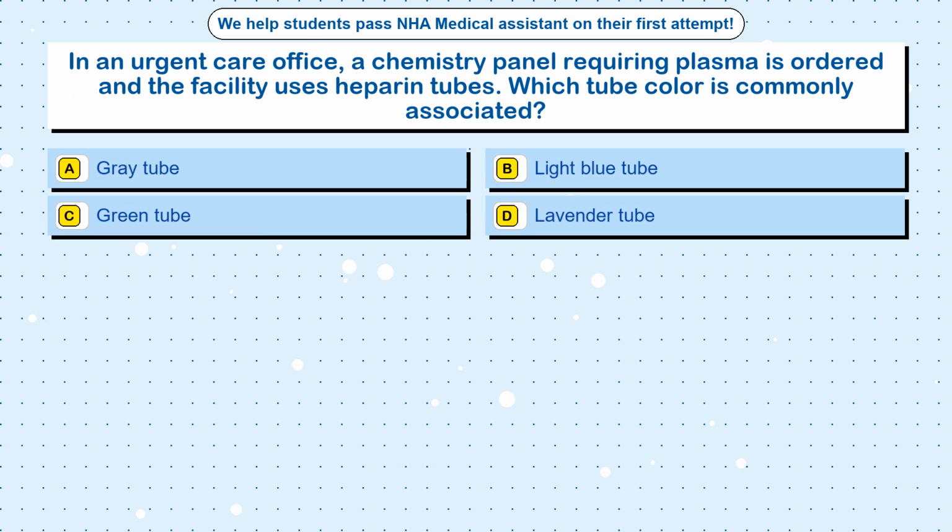Question 77. In an urgent care office, a chemistry panel requiring plasma is ordered and the facility uses heparin tubes. Which tube color is commonly associated? Option A. Gray tube. Option B. Light blue tube. Option C. Green tube. Option D. Lavender tube.